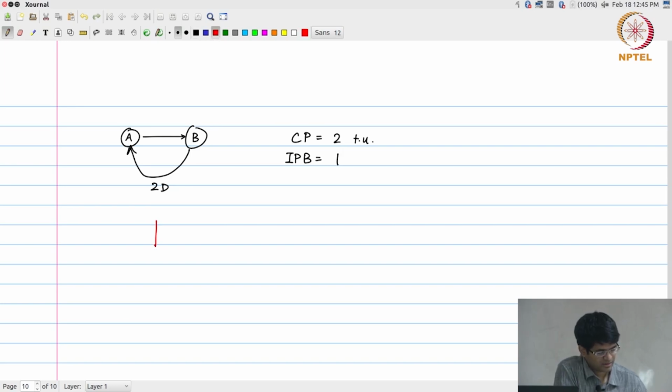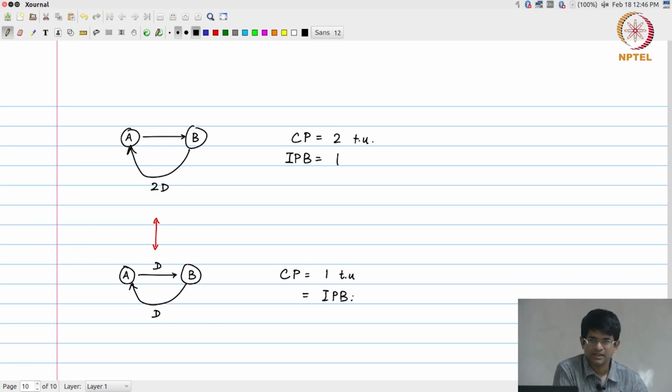And if I now retime this, what I can get is 1 delay over here, 1 delay over here, and my critical path now becomes equal to 1, which is equal to the IPB. So, this is a simple way by which I can use retiming, right. It is something very similar to the idea of pipelining, but applies for circuits with feedback, right.